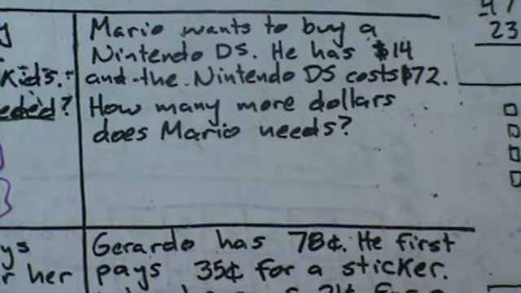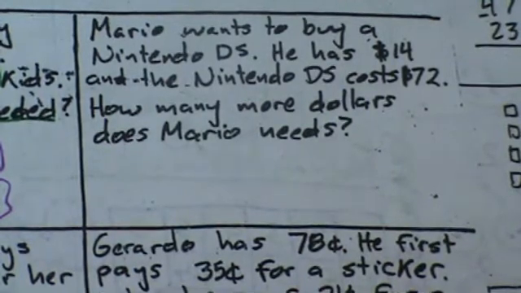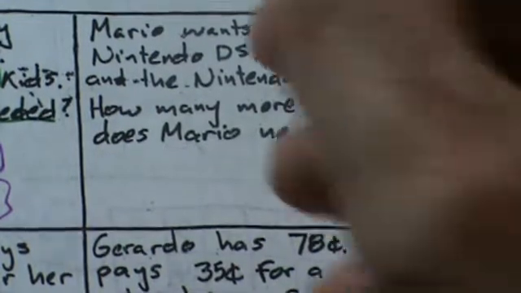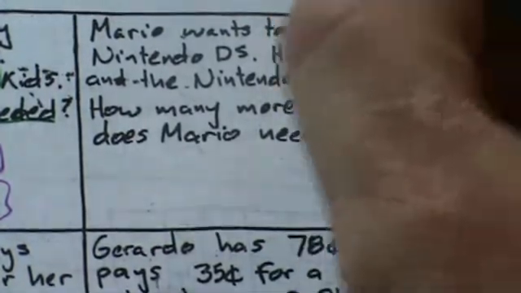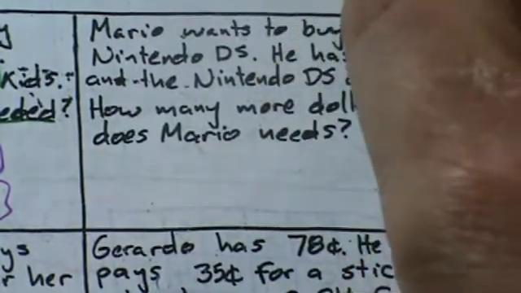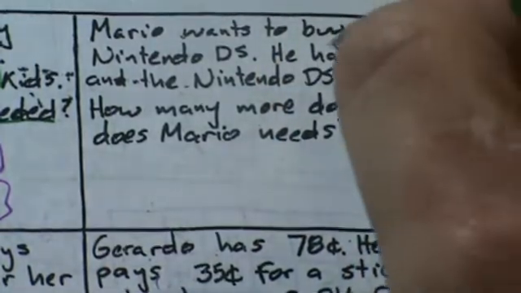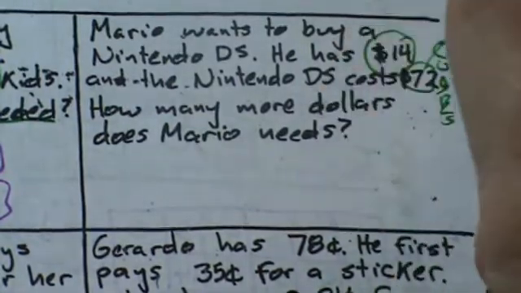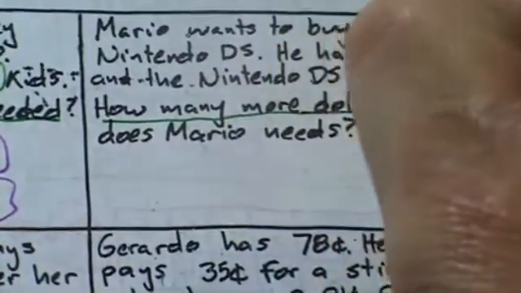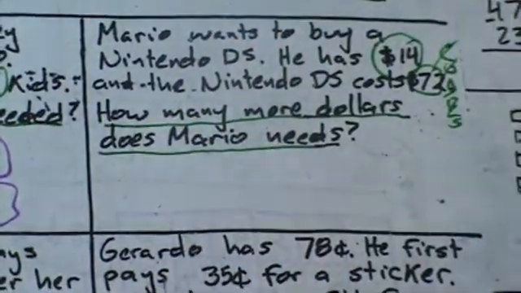Mario wants to buy a Nintendo DS. He has $14 and the Nintendo DS costs $72. How much more money does Mario need? Okay, cubes. First circle the numbers. Mario wants to buy a Nintendo DS. He has 14 and the Nintendo DS costs 72. That was circle the numbers. Underline the question. How many more dollars does Mario need?